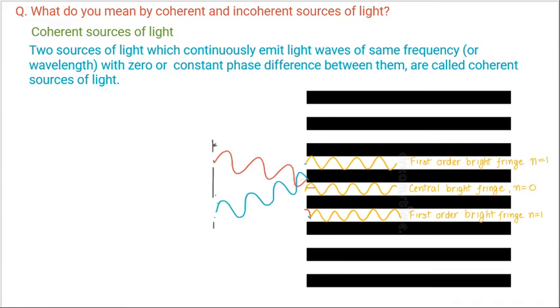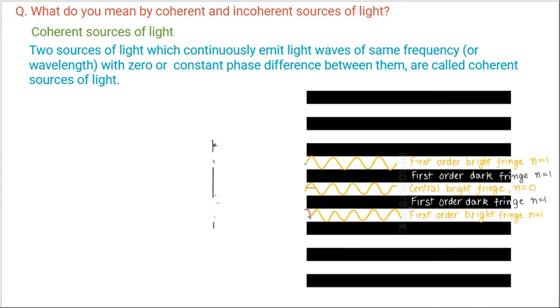In such a case, what happens? You will get your first dark fringe at this point. That means the two waves cancel, or they interfere destructively to give you a dark fringe. So in such a case, you will get a first order dark fringe. This is also a first order dark fringe. It also follows the same principle.